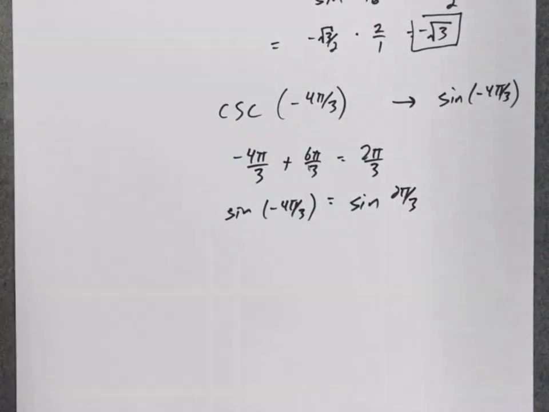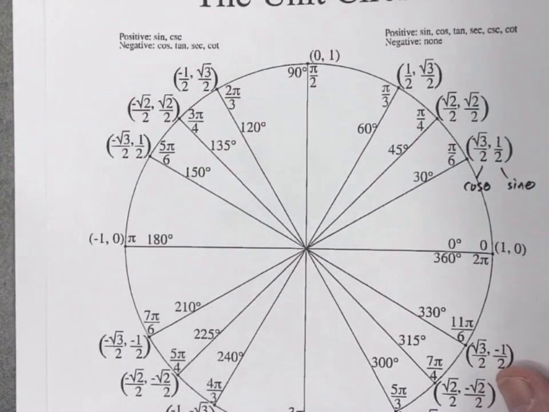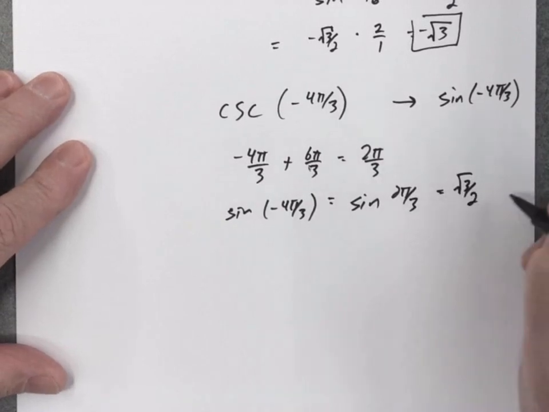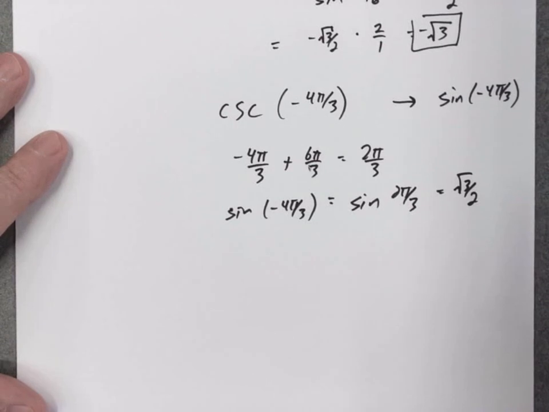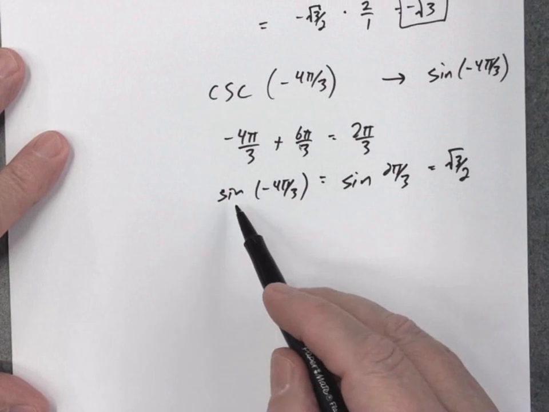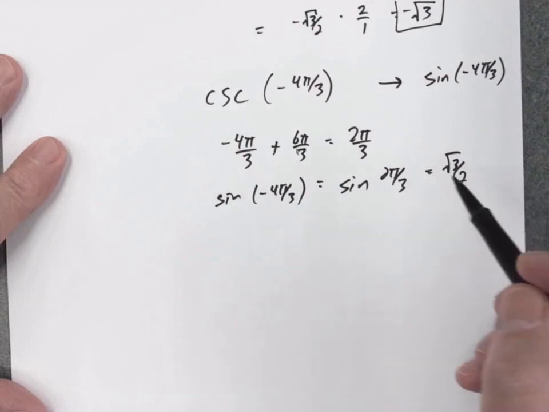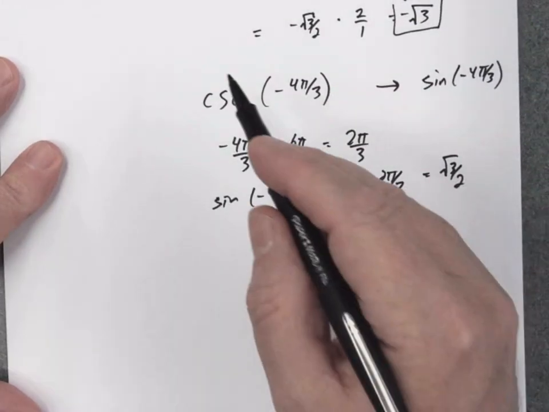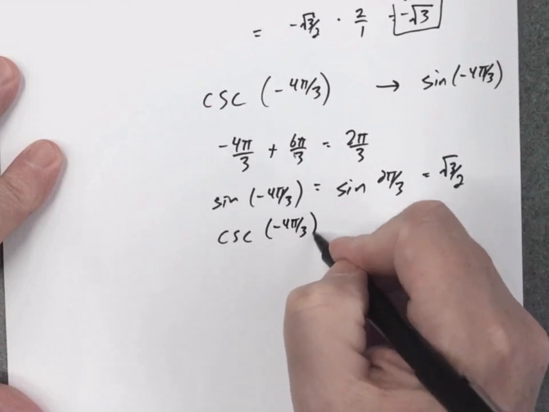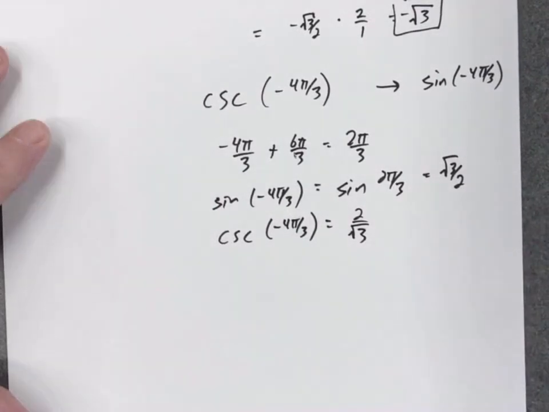So that is a special angle. It's right here. The sine is square root of 3 over 2. So if the sine of negative 4 pi over 3 is square root of 3 over 2, and I went to cosecant, I could just flip the sine to get the cosecant. And that should be your answer.